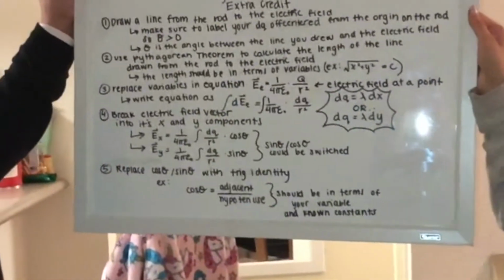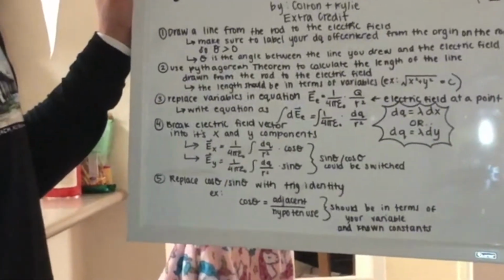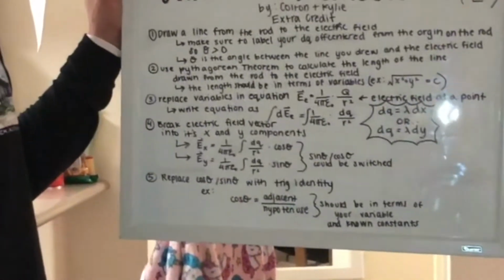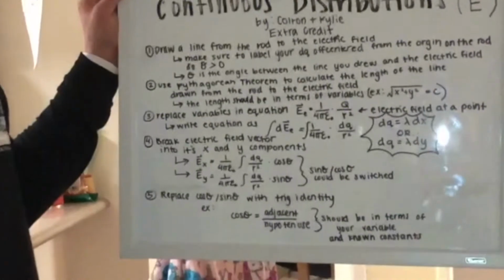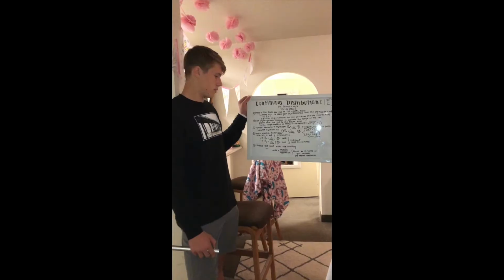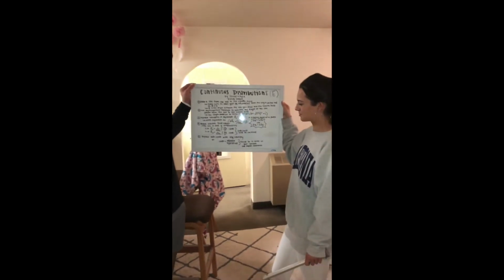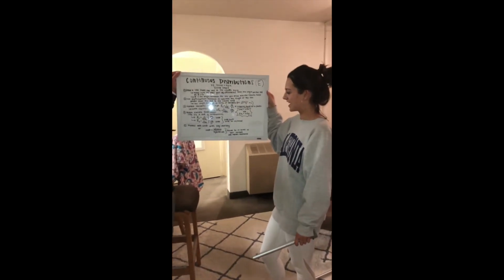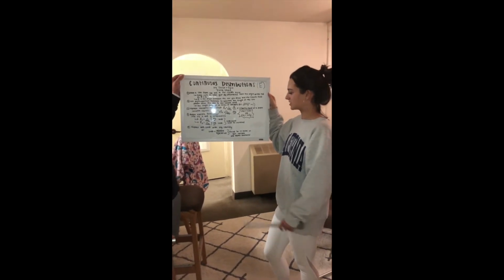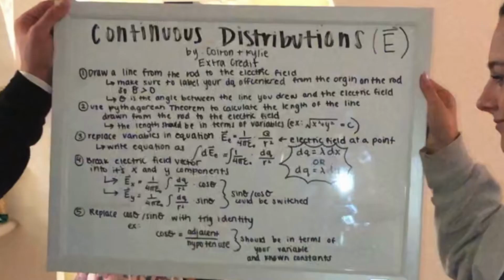And since electric field is a vector and not a scalar, we're going to have to break it into components, and we can do that by multiplying it by either cosine theta or sine theta, depending on how you set up your integral. It can be either for the x or y components. And then lastly, you replace cosine theta or sine theta with the trig identity, because you just want one variable in your equation when you're integrating.